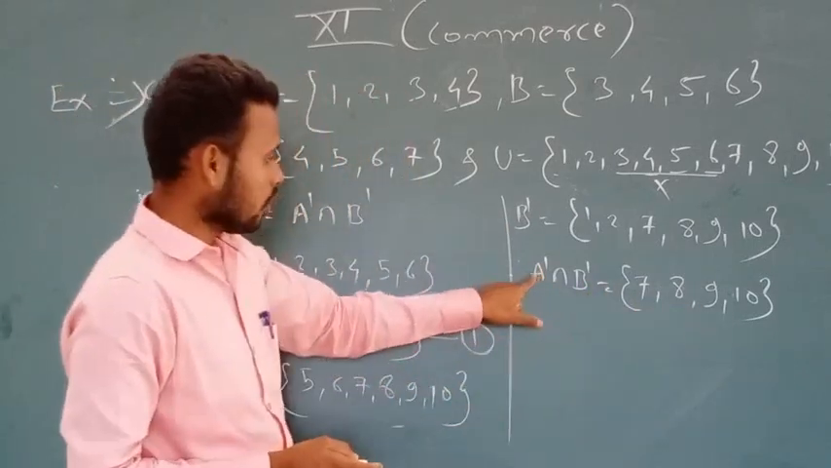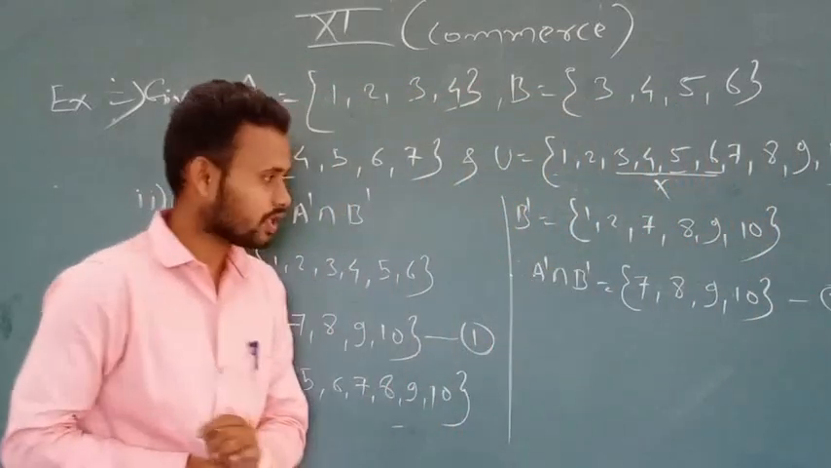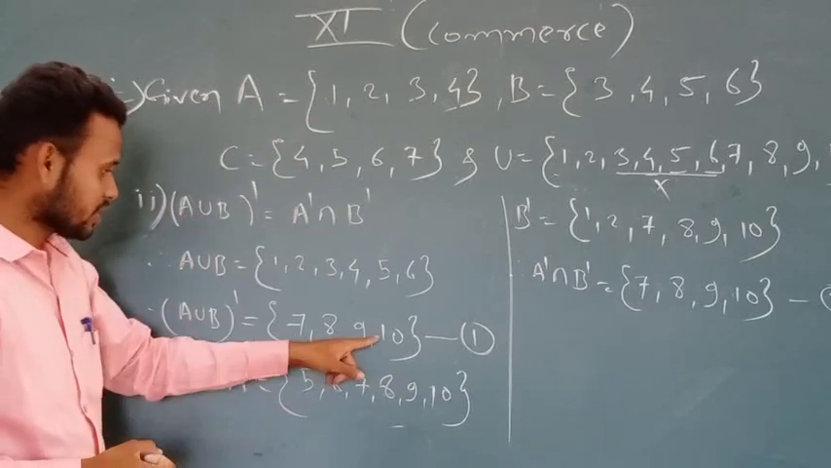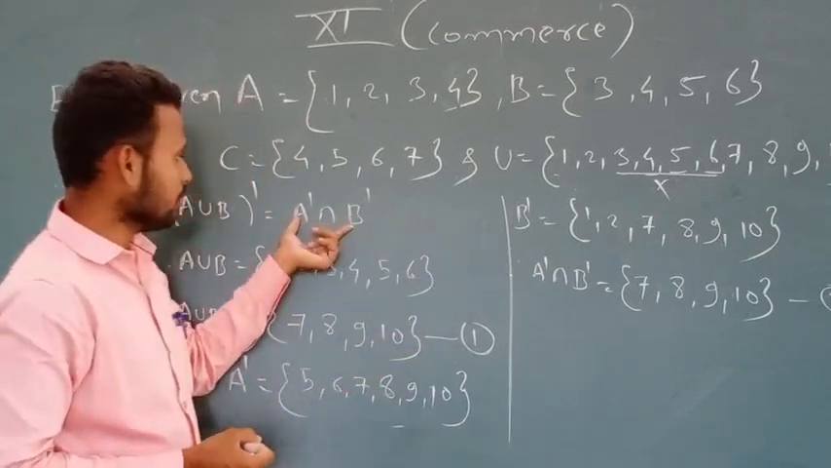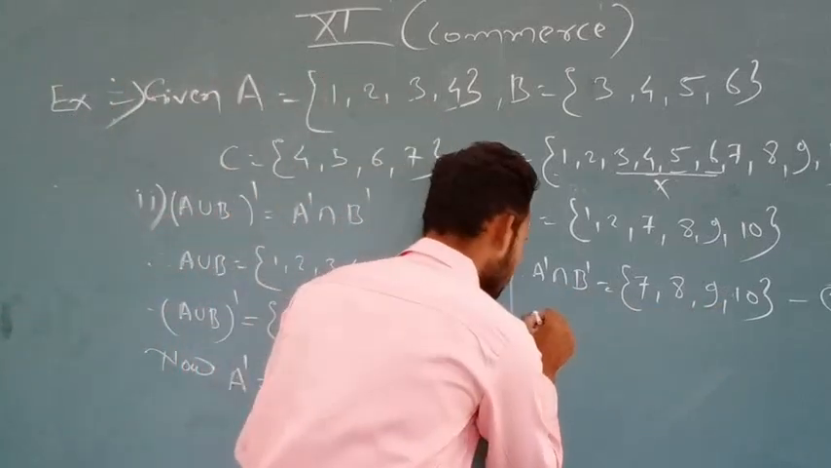Now, A complement intersection with B complement. Therefore, we take that as equation number second. Here, (A union B) complement is equation number first. Then A complement intersection with B complement is equation second. Therefore, now from equation first and second.